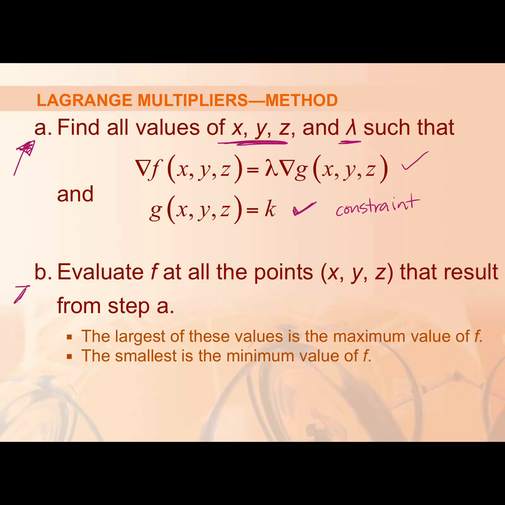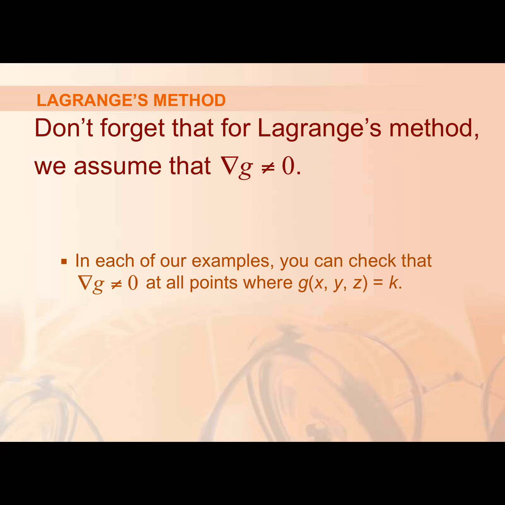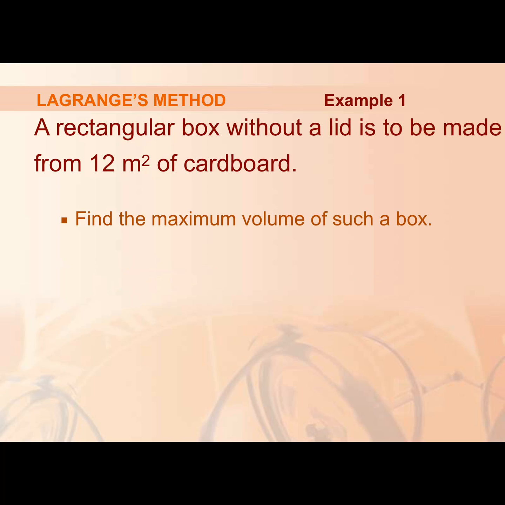And then step number 2 is to evaluate f at all of the points resulting from step 1. The largest of the values is the maximum value of f, and the smallest of the values is the minimum value of f. Don't forget that we are assuming for Lagrange's method that the gradient of g is not equal to 0. So let's start off with an example, just to show the approach.